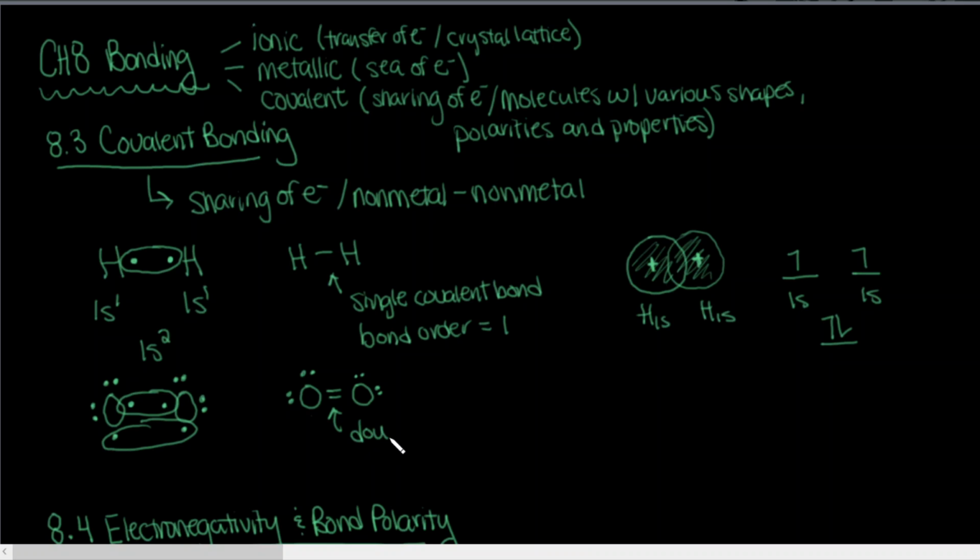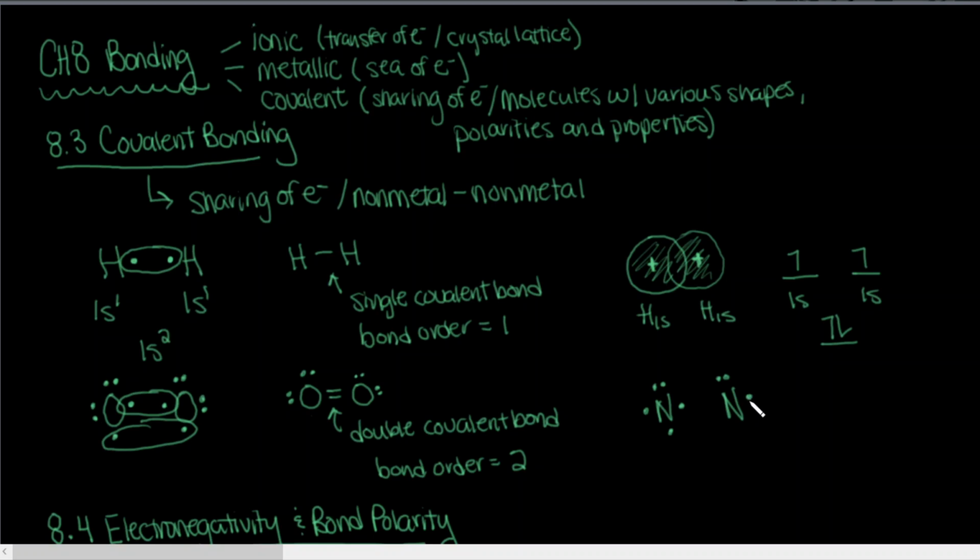This is a double covalent bond with a bond order equal to 2. Can we guess what I'm going to do next? Let's do nitrogen: 1, 2, 3, 4, 5 valence electrons.